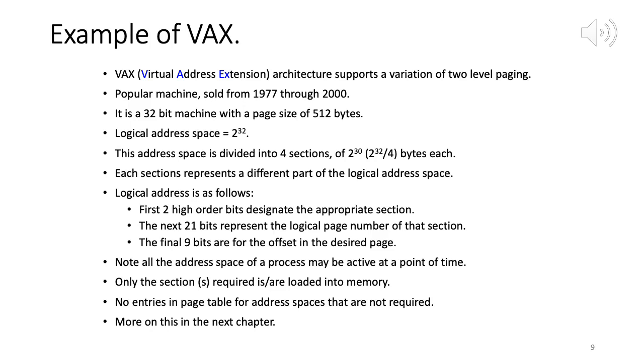So note that all the address space of a process may not be active at any point of time. We may not need to bring the whole process in to run. Parts of it may need to run. For example, only the printing part of a Word document, only the spell check of a Word document. Right. So only the sections required will be loaded into the memory, rest will not. So for the sections of the logical address space which are not loaded into memory, there will be no entries in the page table.